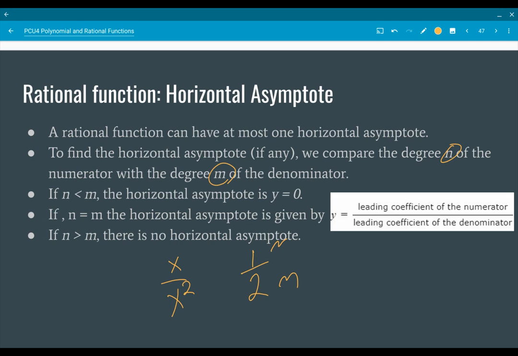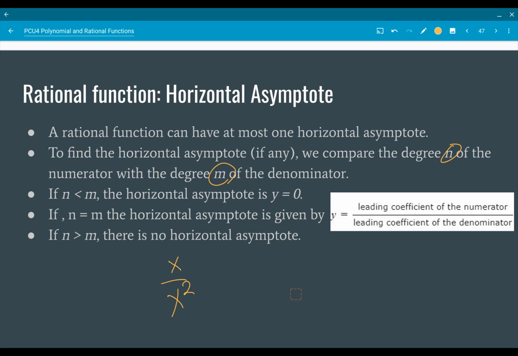Okay. If they're the same, so for example, x squared over 2x squared, you look at your coefficients. So in this case, we have 1x squared over 2, so it's 1 over 2. So our horizontal asymptote is 1/2.